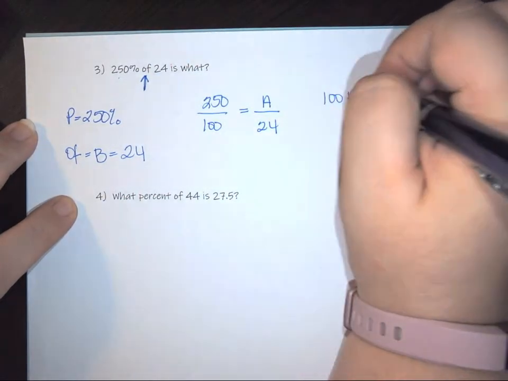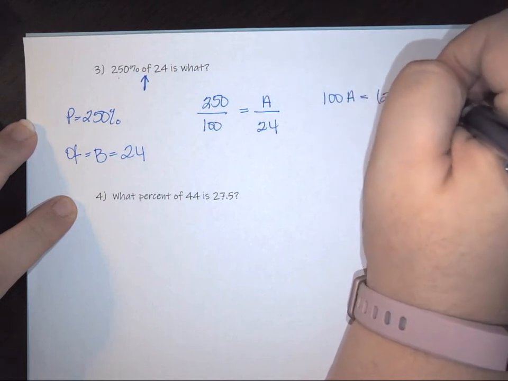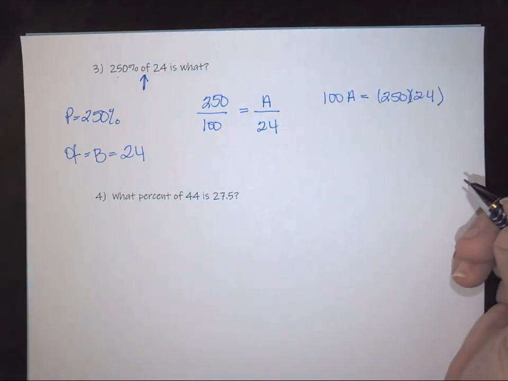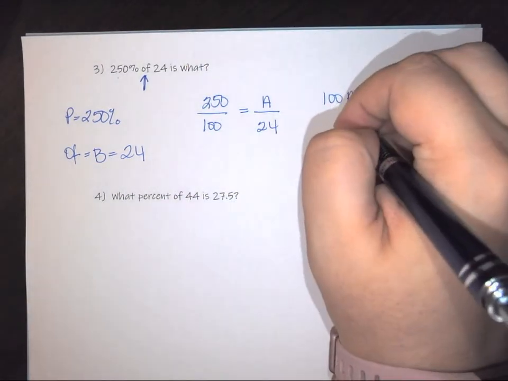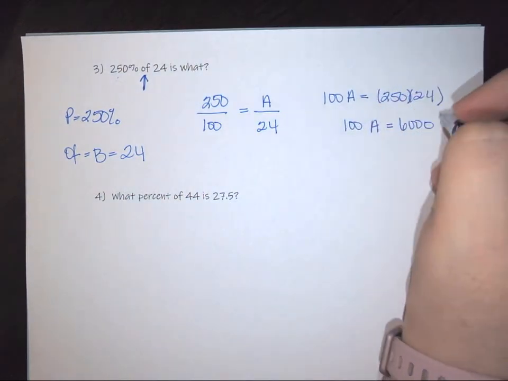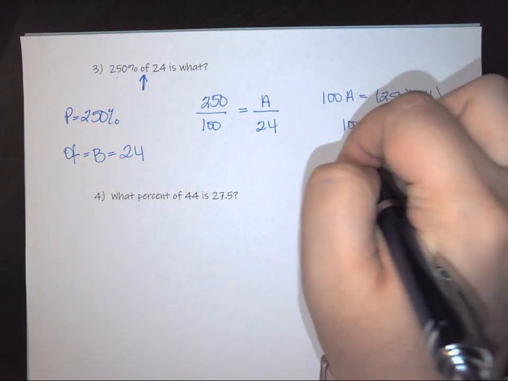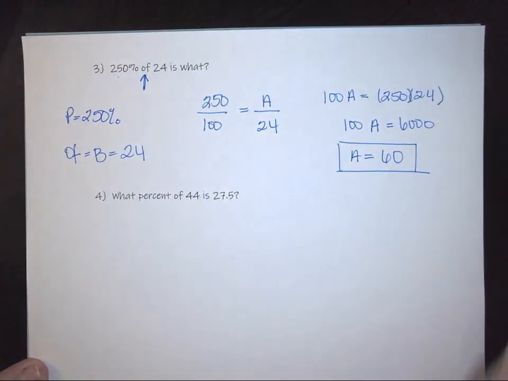100a is equal to 250 times 24. 250 times 24 is going to give you 6,000. So 100a equals 6,000. Therefore, a is 60, and this is our result.